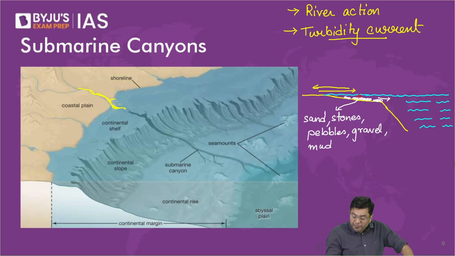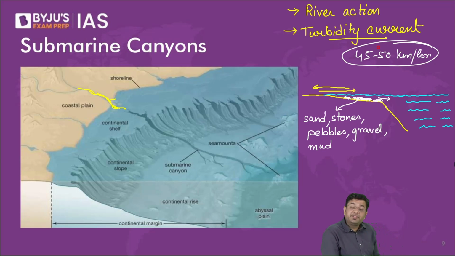Now, that movement of mud, sediment, sand, stone, pebbles, rock particles, gravel, etc., that kind of movement is what is turbidity current. Now, this movement, aided by water's movement and aided by the slope, can sometimes gain speed. This movement can have a speed of almost 45 to 50 kilometer per hour. So you can imagine, right? It can have that high a movement.